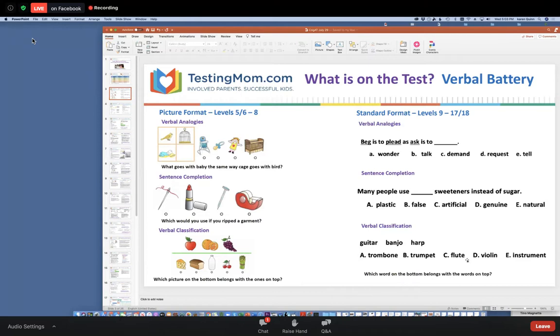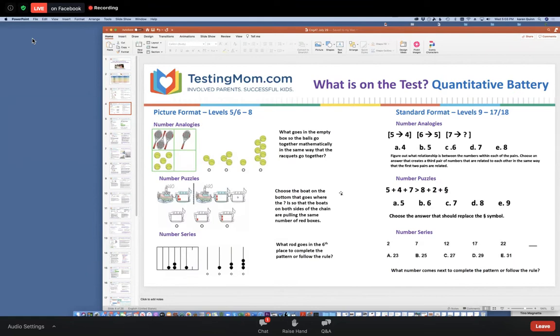So, and they're instruments that have strings. So violin is going to be our answer. So this is the verbal part of the test, okay?